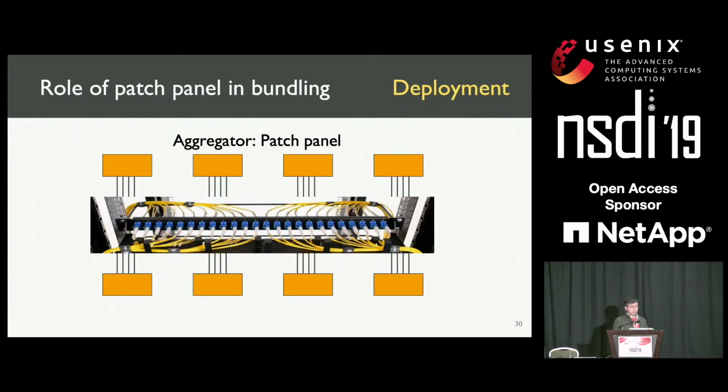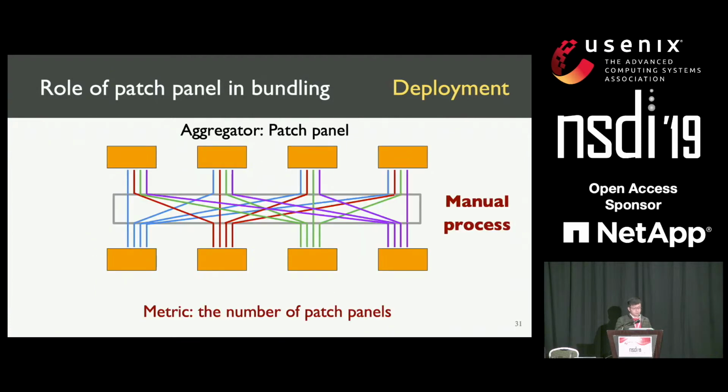When we talk about bundling, we have to mention one important network device, that is the patch panel, which acts as an aggregator. A patch panel is a device where fibers from different bundles are connected, and this connection is manual. Therefore, a lot of varying complexity happens at the patch panels. And therefore, we use the number of patch panels as one metric to quantify varying complexity.